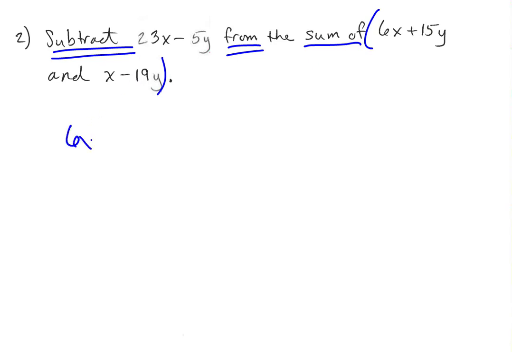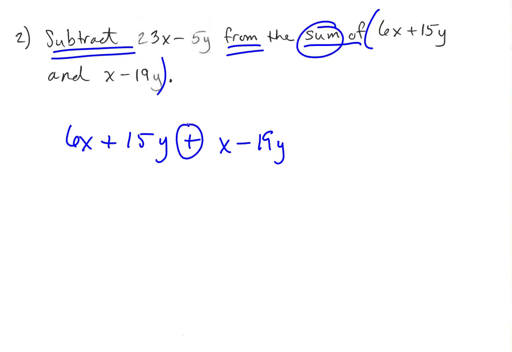I'm going to put 6x plus 15y plus x minus 19y. That's the sum, which refers to the plus sign we have in between those two expressions. There's the sum of those, but from that, after it, we're now going to subtract 23x minus 5y. However, what I've written out is not correct.